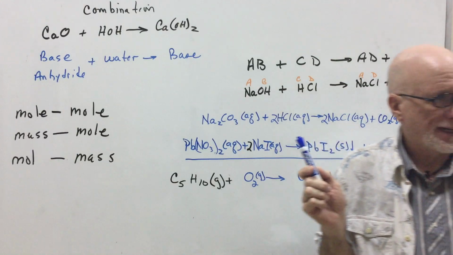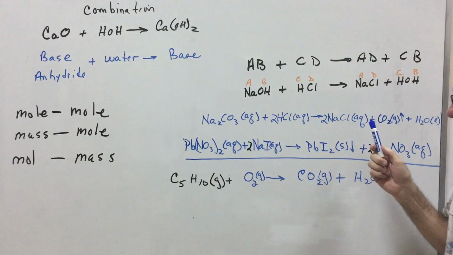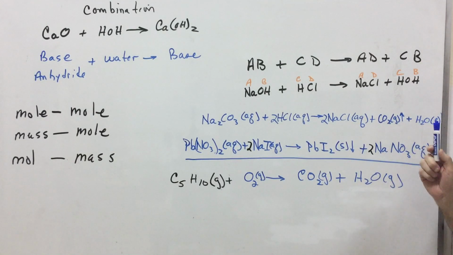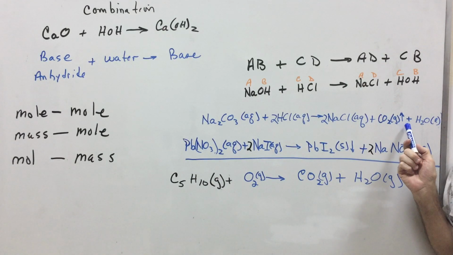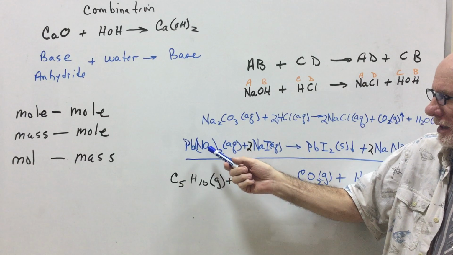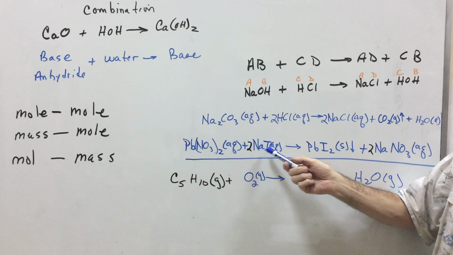Carbonic acid, again, is a weak acid, and the weak acid will break down to an acid anhydride and water. Now, notice that this is a gas and it's evolved. That up arrow means gas evolved. Clear? Now, this is lead 2 nitrate plus sodium iodide.